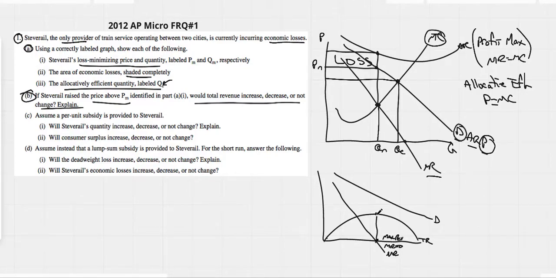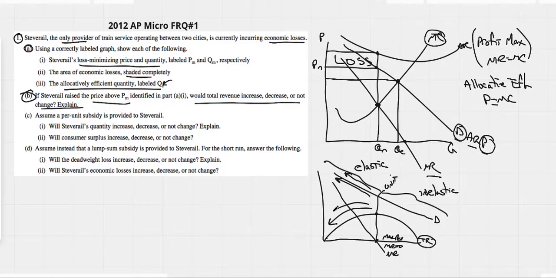If I go straight up from that point, wherever I hit my demand curve, that section of my demand curve would be unit elastic. Everything below that point would be inelastic. Everything above that point would be elastic. So if he raises his price above PM, here's your total revenue curve. If the price goes up, total revenue would have to go down. We can see he is definitely in the elastic section if he's at profit max. If he was to raise his price, his total revenue would fall.